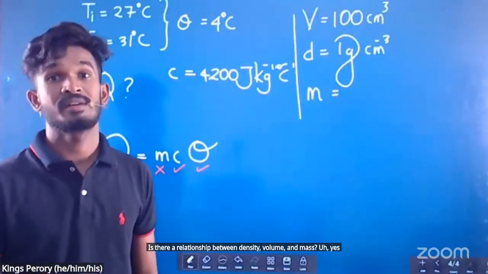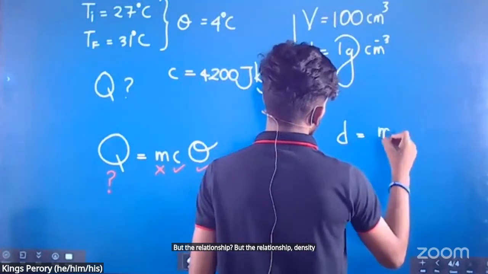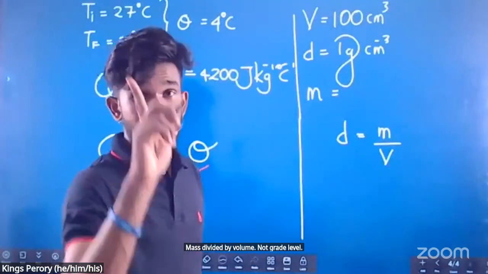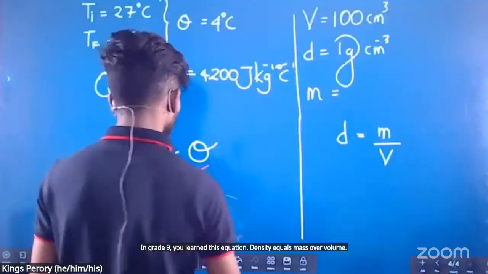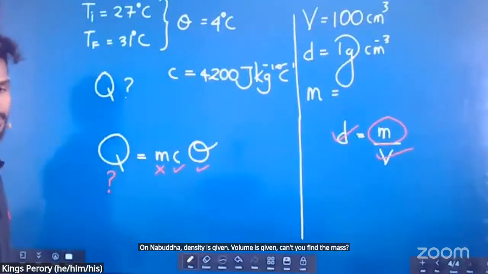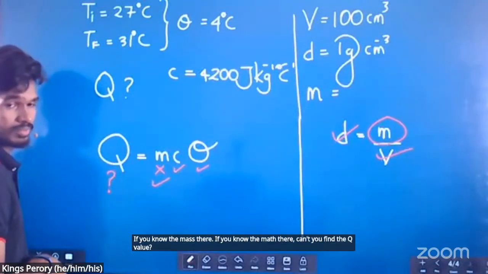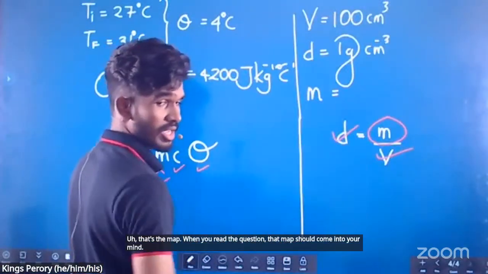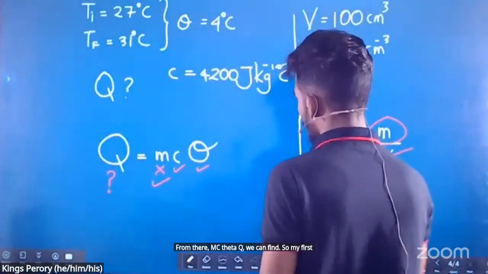Yes. What's the relationship? Density equals mass divided by volume. Not grade 11, not grade 10, grade 9. In grade 9, you learned this equation: density equals mass over volume. Density is given, volume is given. Can't you find the mass? If you know the mass, can't you find the Q value? That's the map. When you read the question, that map should come into your mind. D given, V given, M we can find. From there, M, C, theta, Q we can find. So my first job is to find the M value.